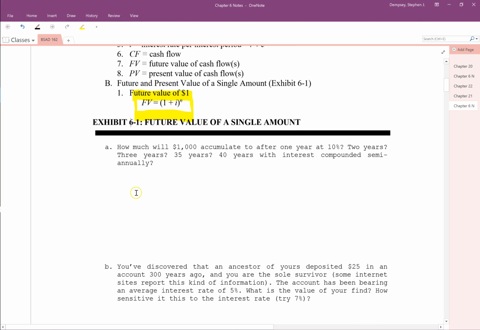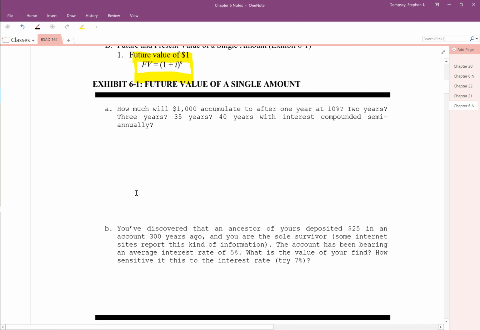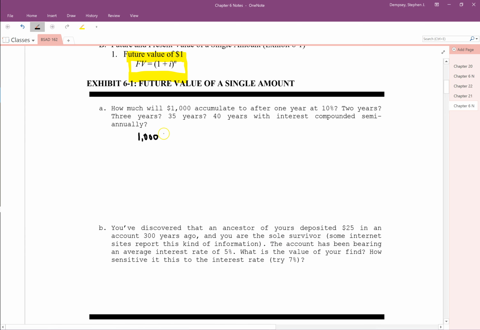So our first question is, how much will $1,000 accumulate to after 1 year at 10%? If you had $1,000 and the interest rate is 10%, you're going to have $1,000 times 1 plus the interest rate, or you would have $1,100. So that's after 1 year. And the $100, of course, is 10% of 1,000, so that's $100 of interest.